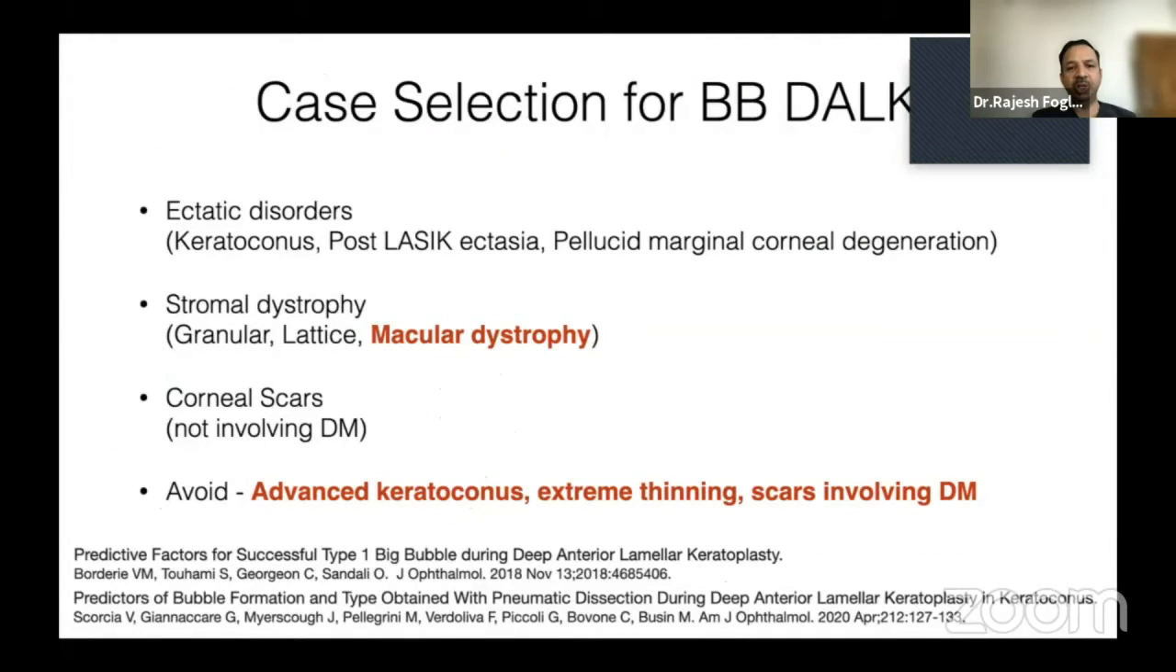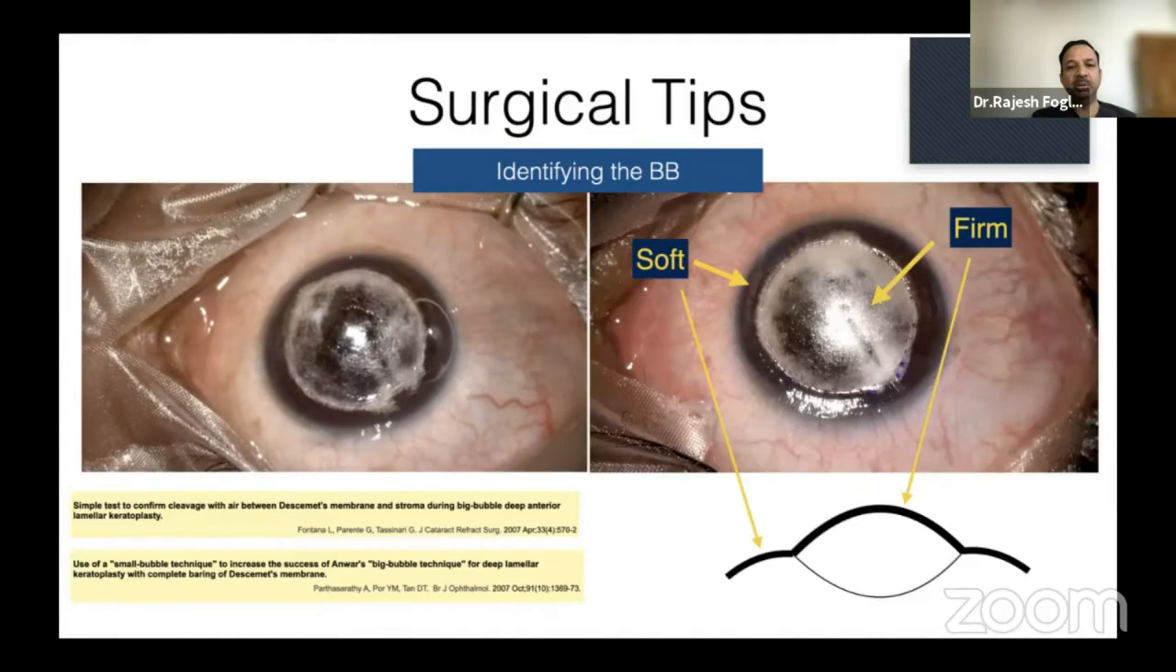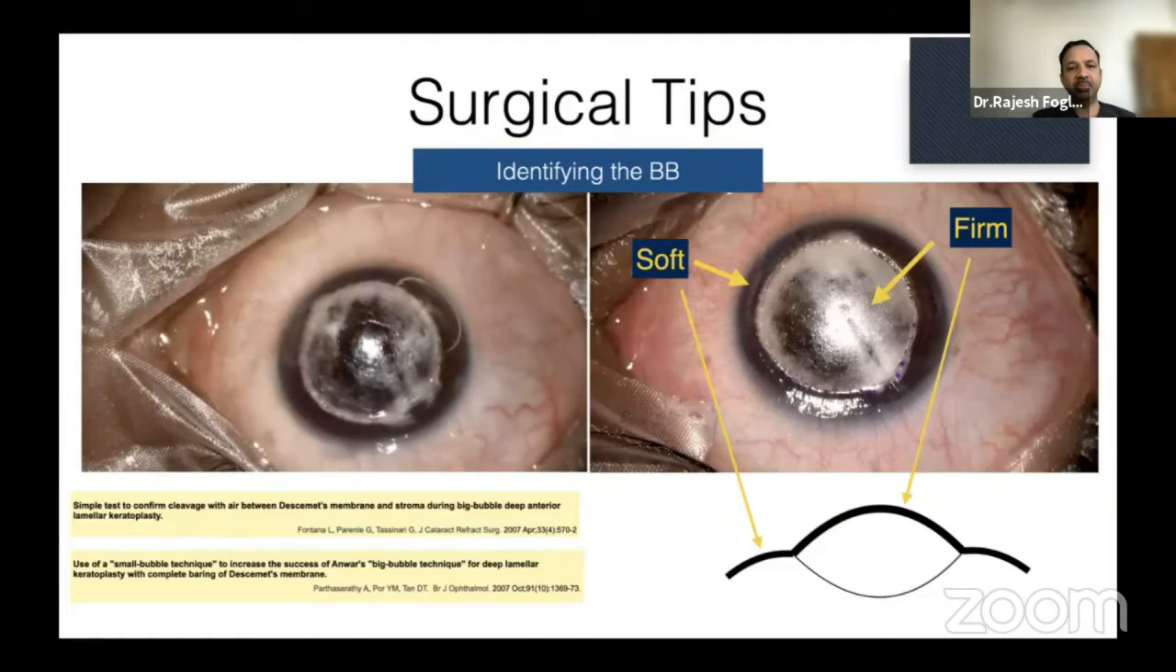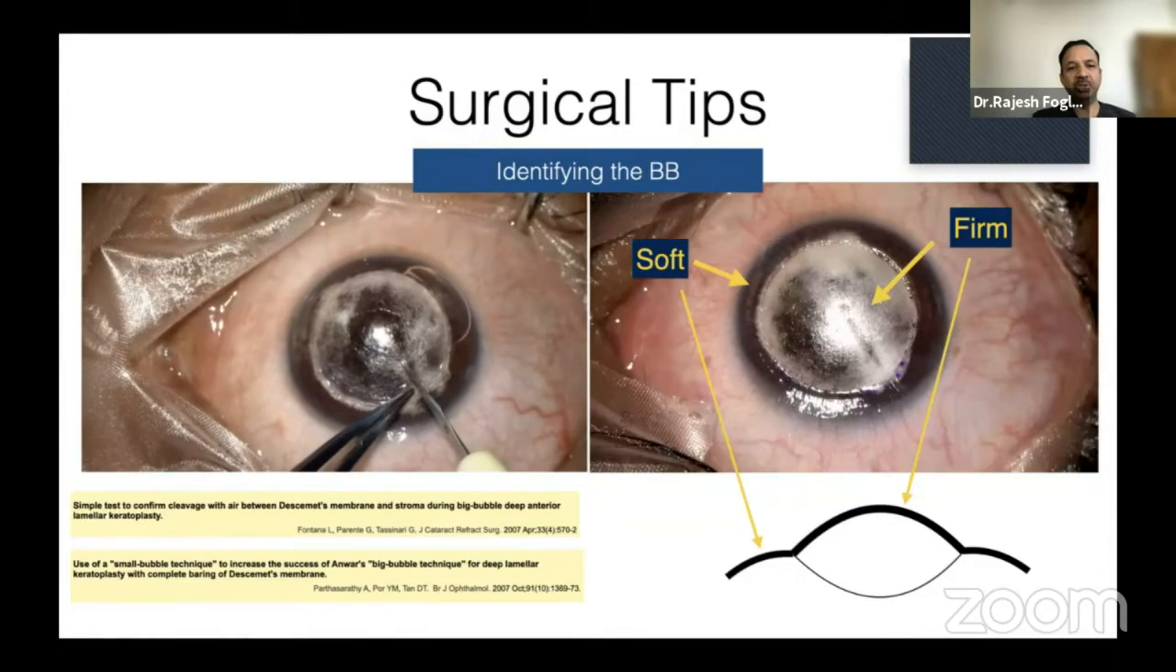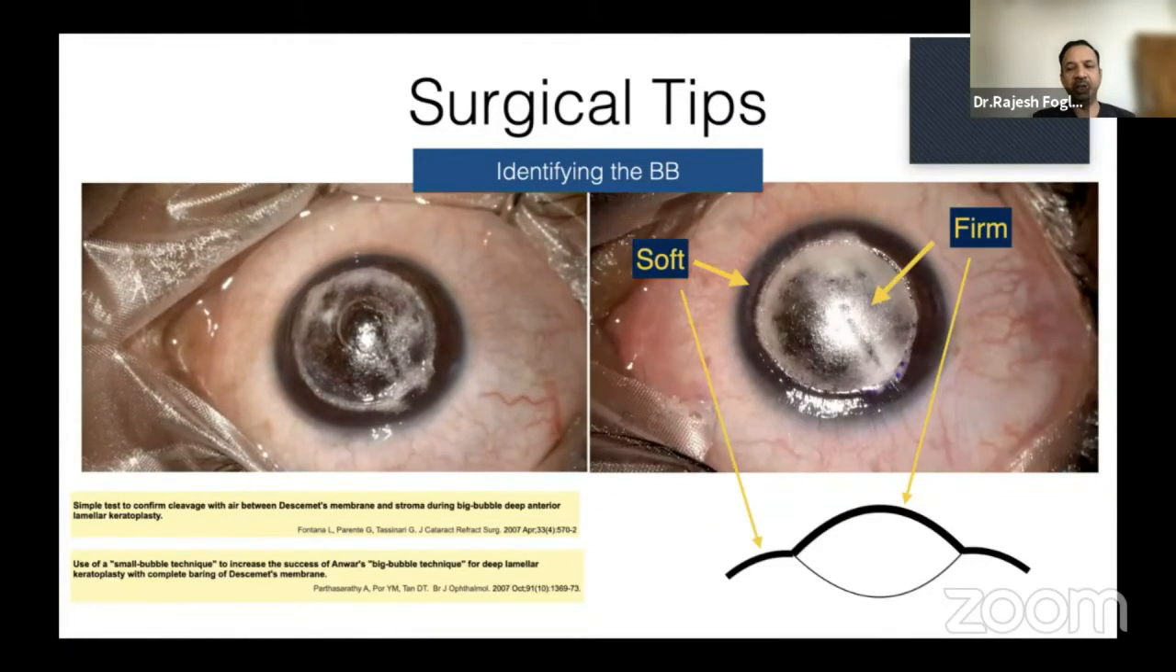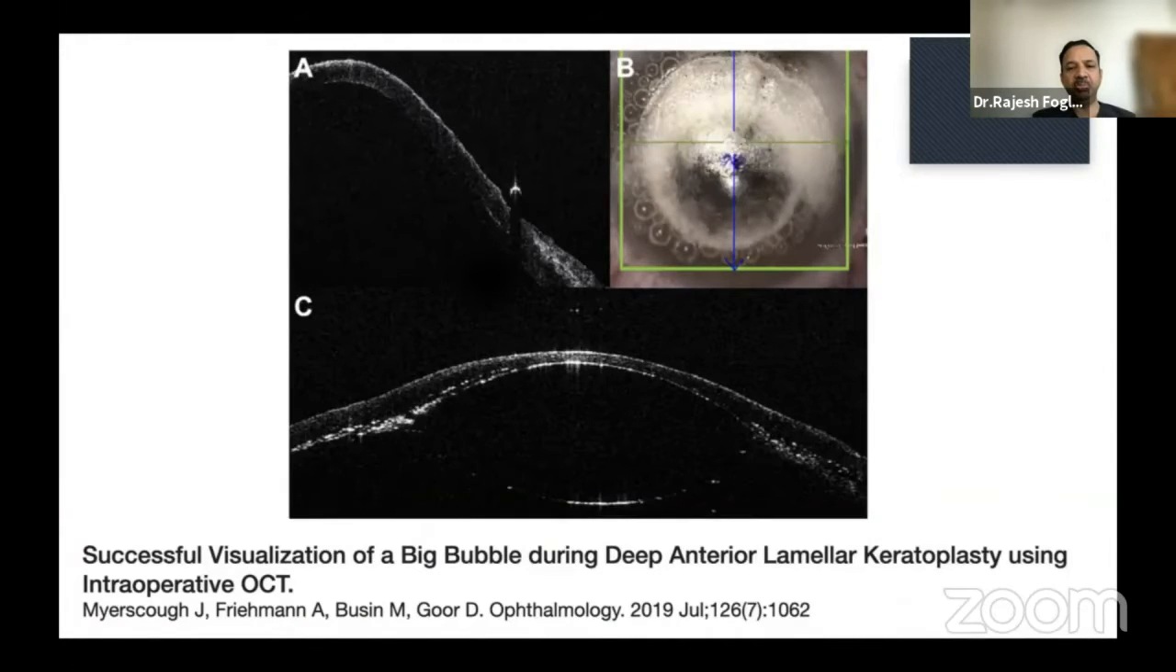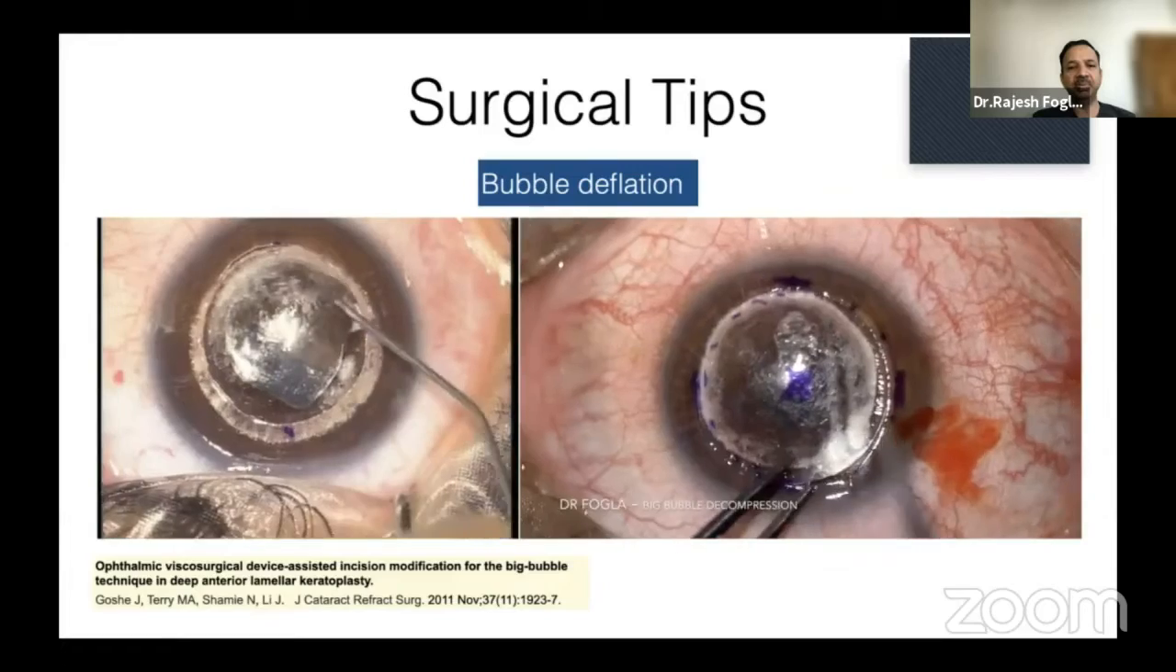Big bubble should be avoided in macular dystrophy and advanced keratoconus with extreme thinning and scars which are involving the Descemet's membrane. The bubble can be identified with a small bubble test where you can place a small air bubble which remains in the periphery, and after you deflate, the bubble comes to the center. And as you release aqueous, you will find that the peripheral cornea becomes soft, whereas the central part, which has the big bubble, remains firm. You can also identify the big bubble using the intra-op OCT.